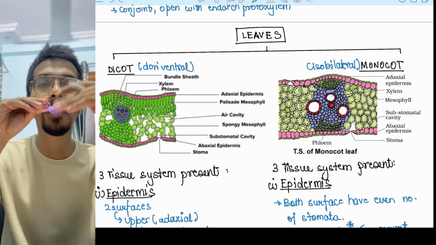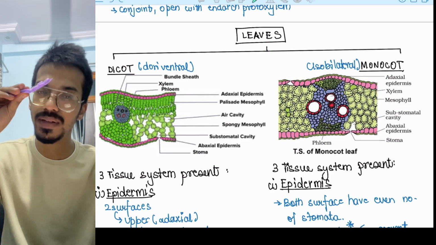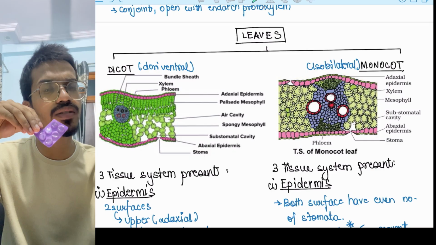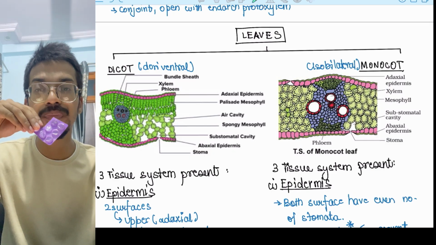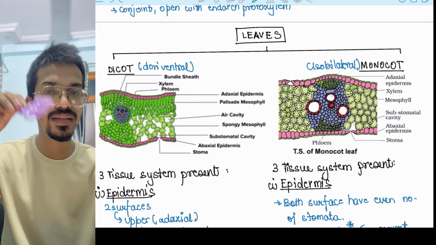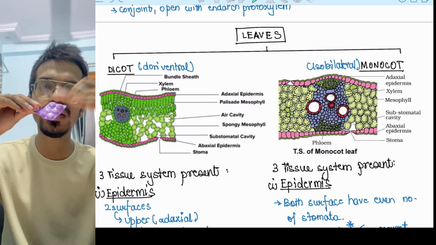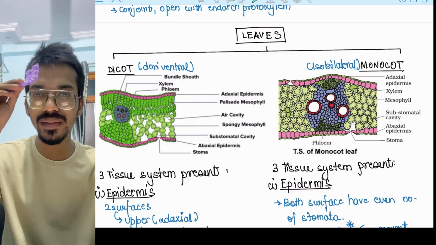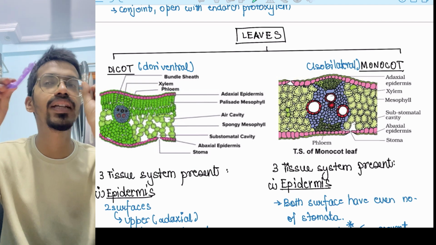Why? Because the upper part has a cuticle layer present on it, the lower part does not. Why is the cuticle layer present? To reduce the loss of water from transpirational loss, since this part of the leaf would be closer to the sun. That's why more chloroplast is there, so that they can make more food compared to this one. Alright, so this thing we have to understand.